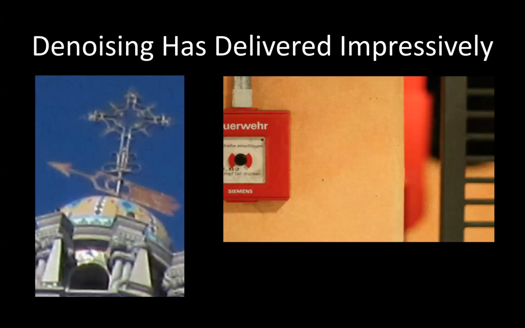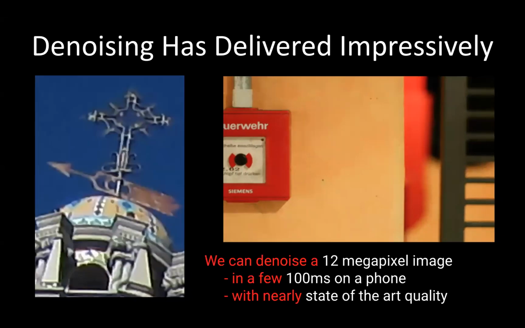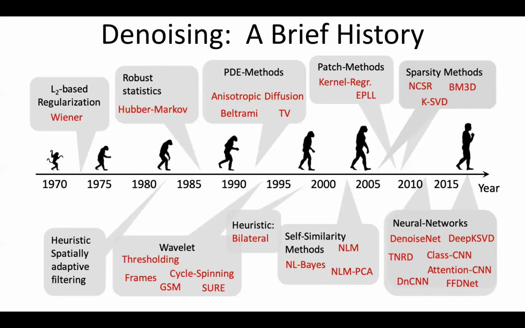Okay, so easy enough to state this, but not easy enough to do. However, denoising is one of those areas of imaging that has really impressively delivered over the last several years. In fact, here's an example of before and after images. We can now do denoising of a typical image that comes out of a smartphone, which might be 10 or 12 megapixels, in a few hundreds of milliseconds with nearly state-of-the-art quality. And that's really kind of unprecedented for these kinds of applications.